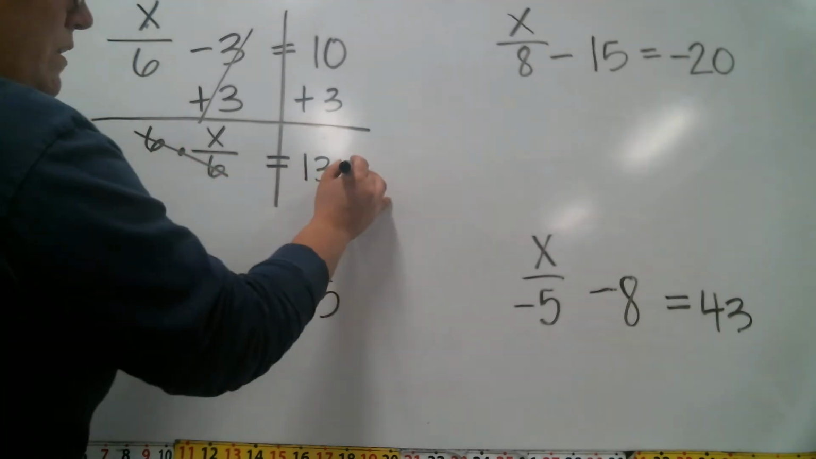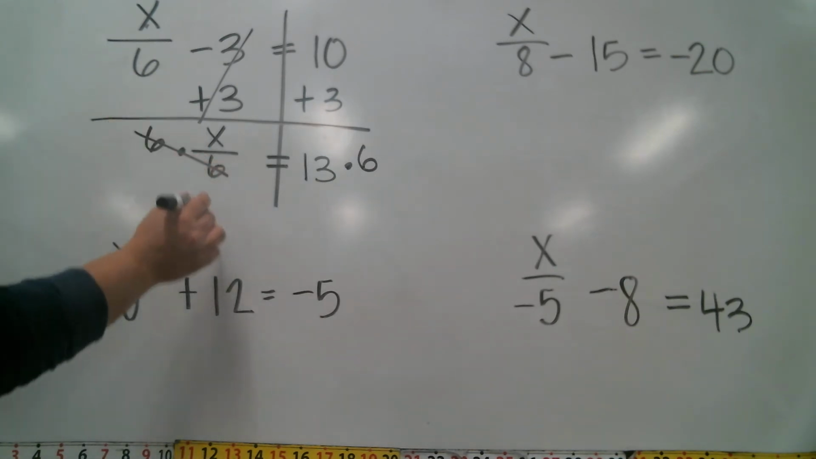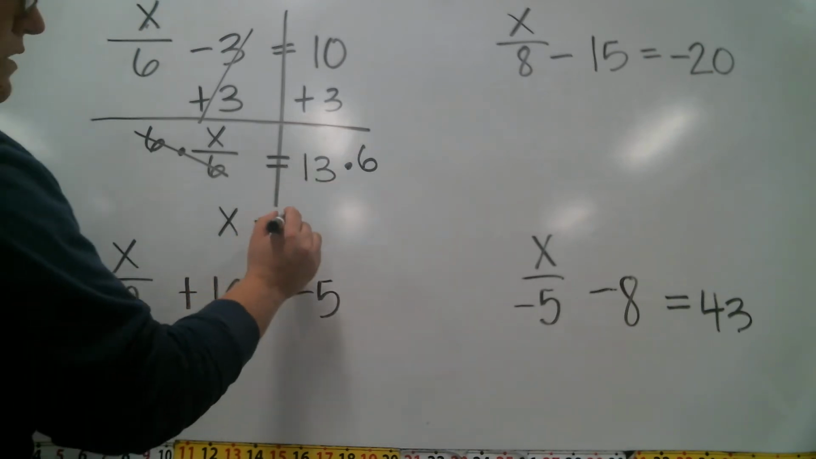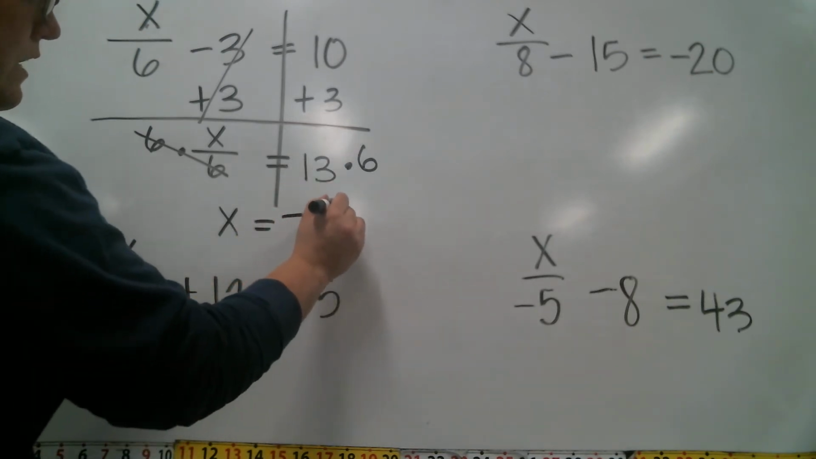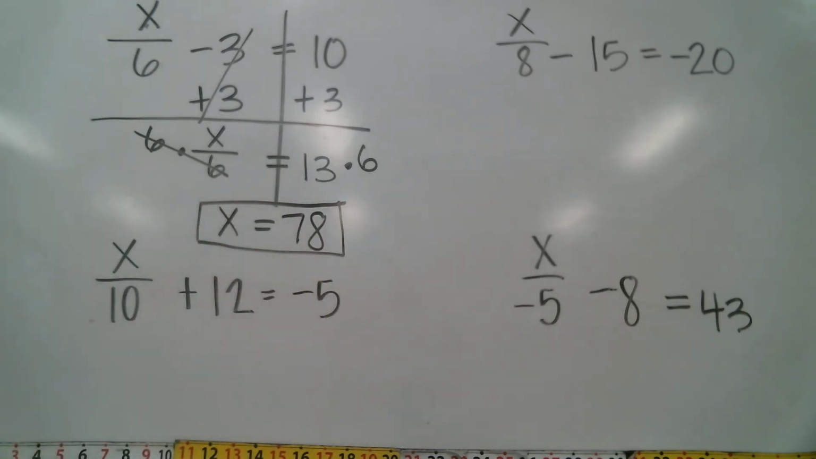Then over here I'm going to have to do the exact same thing and multiply times 6. If you're not sure, the dot means multiplication. So what I'm left with over here is just x, and then 13 times 6 is what? 78. So I'm left with x equals 78. Okay, let's do another one.